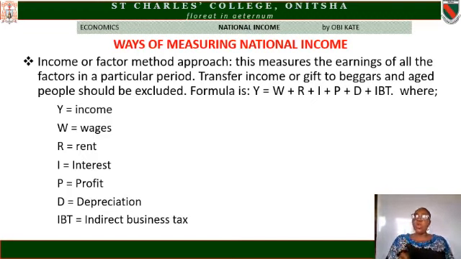Now, for you to compute by the income method, what it means is that you have to add all the income of the government, the firms, or individuals, as the case may be, based on the figures given to you. Then you pick all the figures that are income, then add them up. It will give you national income.